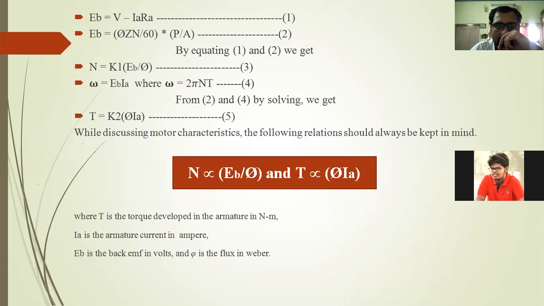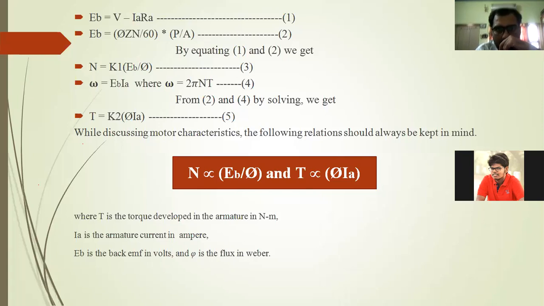But we have a constant relation, omega is equal to 2 pi N T, where T is the torque produced by the motor at that speed. Here is the difference between omega and N: omega is the speed in radians per second, and N is the speed in revolutions. So omega is equal to 2 pi N T, whereas we have N as K1 into EB by phi.